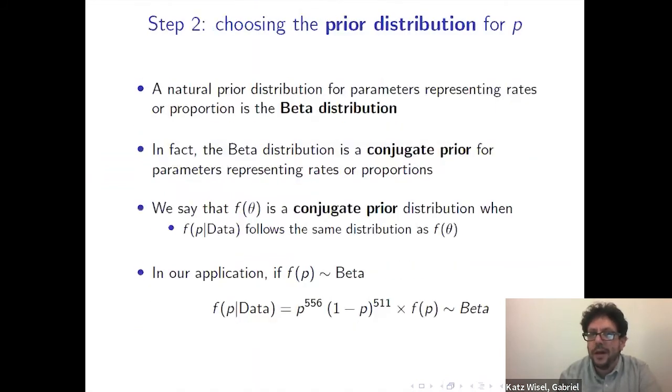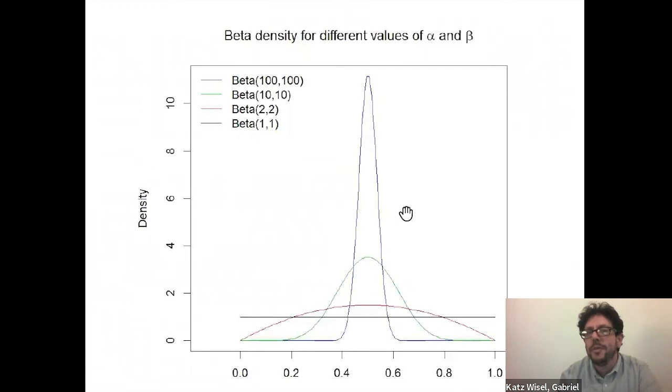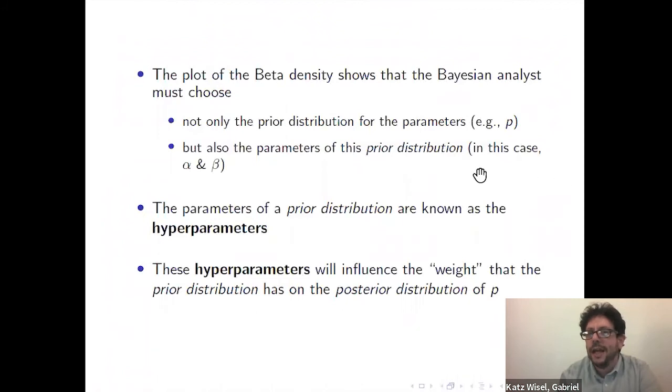Alpha and beta essentially control the shape of the prior distribution. Here we have a graph of betas with different combinations of parameters, alpha and beta, which control the form of the prior and are known as hyperparameters. These hyperparameters will influence how much weight the prior distribution has in the posterior distribution. This applies to the beta distribution, but to any distribution in general: the hyperparameters of a prior distribution, in some sense, control how much influence the prior is going to have relative to the data in the determination of the posterior distribution.